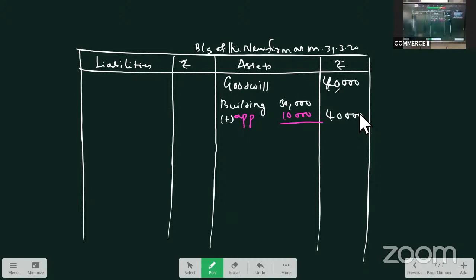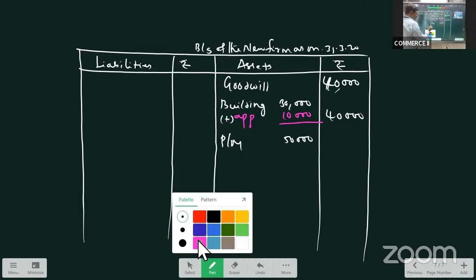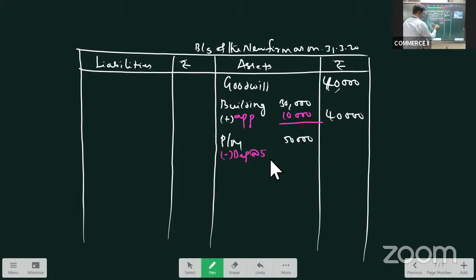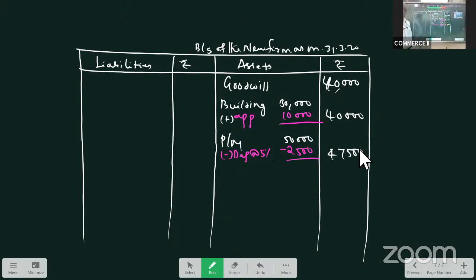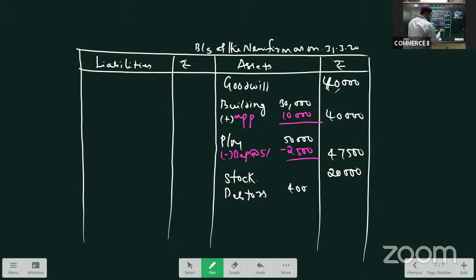Then plant and machinery depreciated by 5%. Plant and machinery, the book value is 50,000. It is depreciated by 5%, that is 2,500. Deduct. So we have 47,500. Next, stock. There is no change. Stock is given as 20,000. Debtors are given as 40,000, and we have created a provision of 5%. 40,000 minus provision for bad debts, 2,000. So net figure is 38,000.